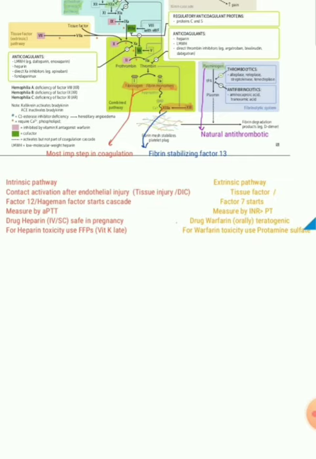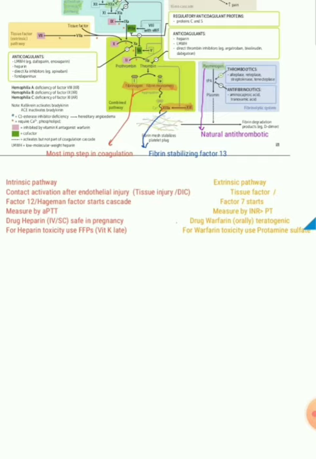First of all, the intrinsic pathway, we learned that it starts with factor 12 contact activation after endothelial injury. As we learned in primary hemostasis, there is endothelial damage and it activates the primary hemostasis. Then the secondary hemostasis is also activated with factor 12. Factor 12 has another name called Hageman factor. So they had in fact an MCQ where they do not call it factor 12, they call it Hageman factor. So it is the Hageman factor that starts the intrinsic pathway cascade, and it is measured by APTT.